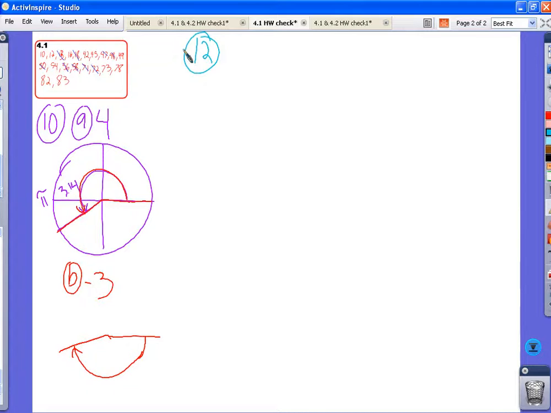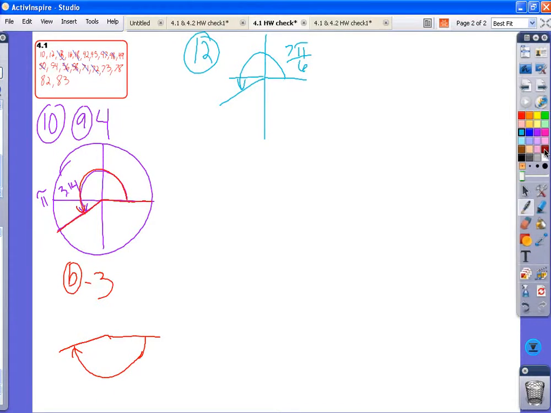Coterminal angles. We've got this angle that we don't really need to look at, but it's there: 7 pi over 6. We're going to find 2 angles that are coterminal, which means they end in the same place, that place being the terminal side. So here's one.